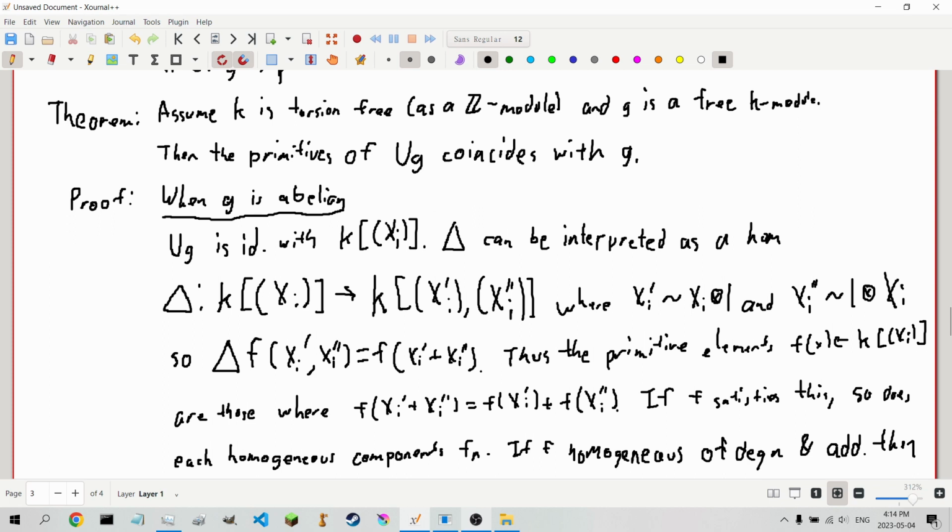of a function f of xi prime, xi double prime is equal to f of xi prime plus xi double prime, because it sends each xi to, or just both we write as xi prime plus xi double prime.